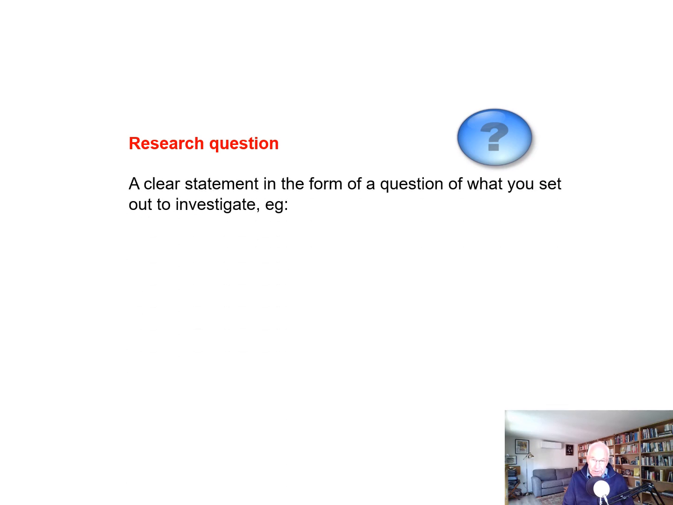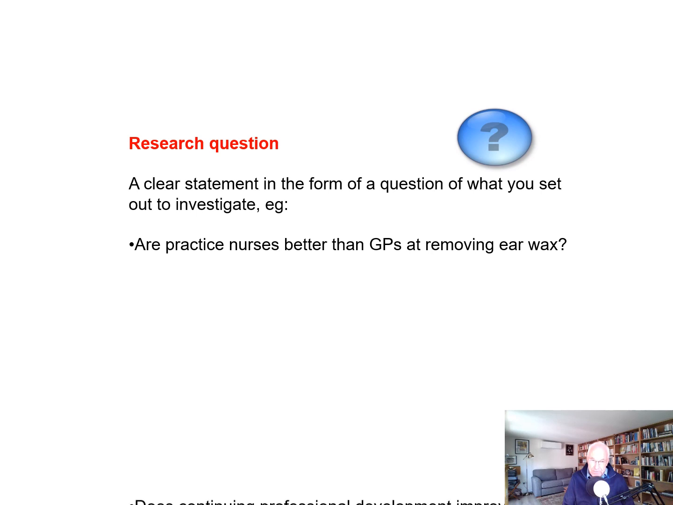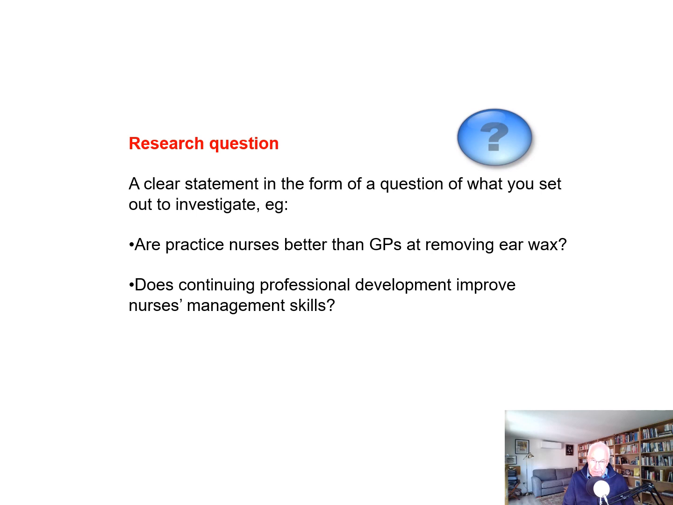So try to remember that research questions are statements with a question mark at the end. They're not an aim, they're not a hypothesis, they're a question. So for example, these are actually from some of my own research. Are practice nurses better than GPs at removing earwax? Does continuing professional development improve nurses' management skills? Why do older nurses leave the profession? These are all very different kinds of studies, obviously, but you can fit a research question around all of these. And qualitative studies should have research questions as much as quantitative studies.